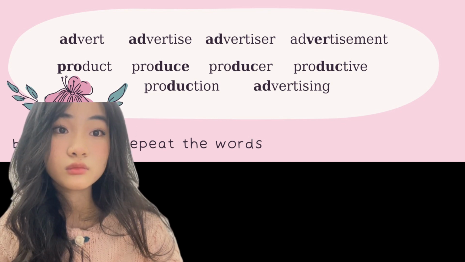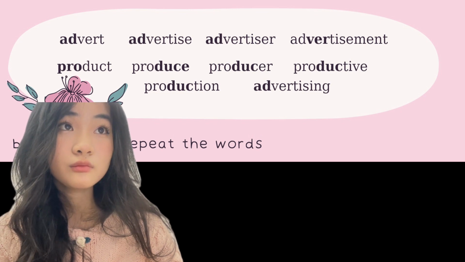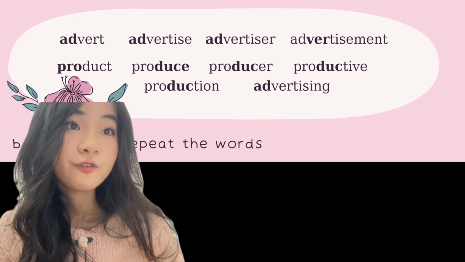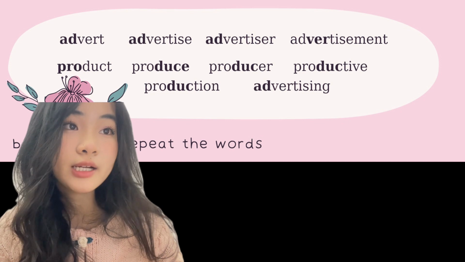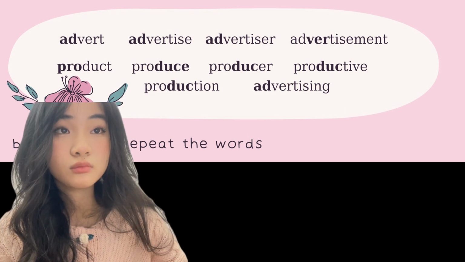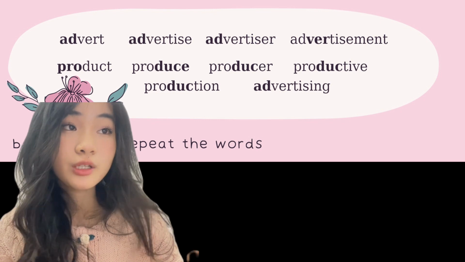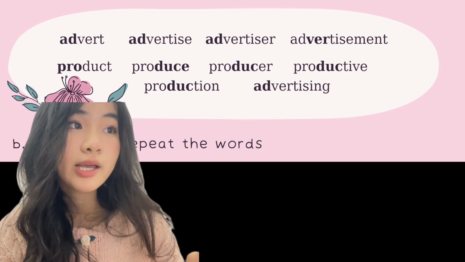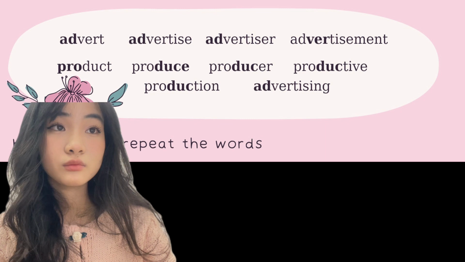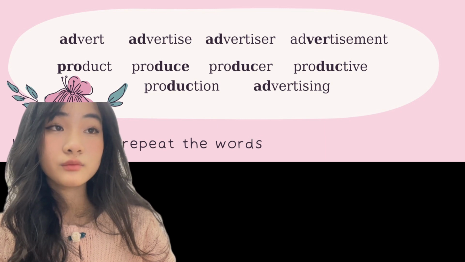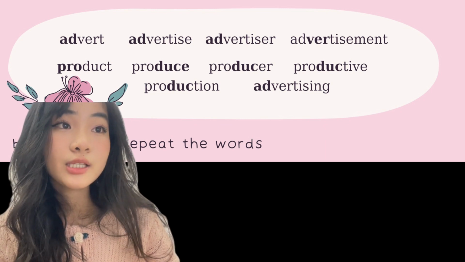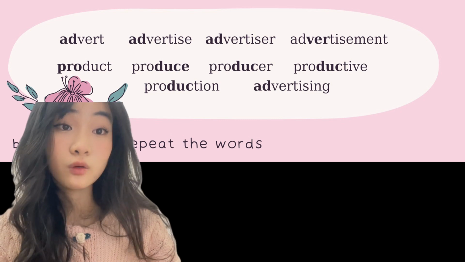Productive. Productive is read on the second syllable. Production. Production is also read on the second syllable. Advertising. Advertising is read on the third syllable.